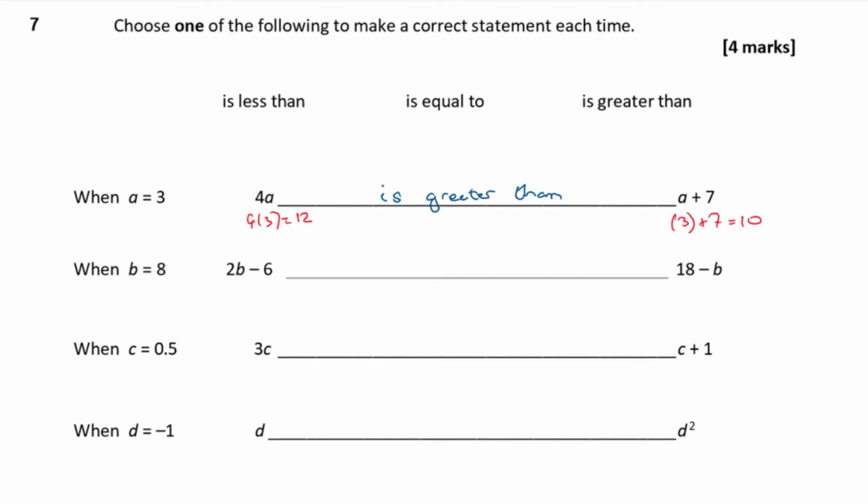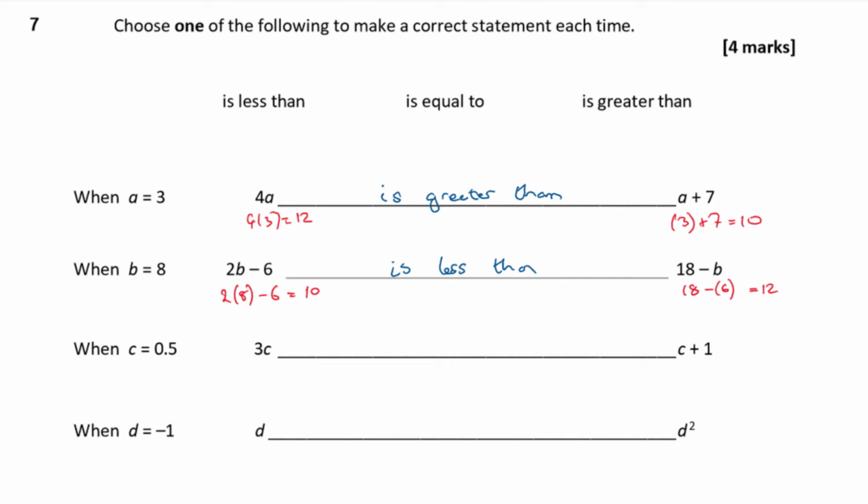Okay, next one. b is equal to 8. So 2b minus 6 is going to be 2 lots of 8 minus 6. Well, 2 8s is 16. Take away 6, that's 10. And then I've got 18 take away 6, and that's equal to 12 then, isn't it? So 2b minus 6 is going to be less than 18 minus b.